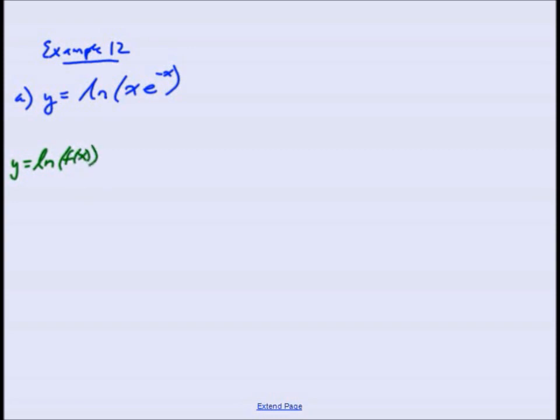Example 12 in the book. A is y equals ln of x e to the power of negative x. Okay, so remember the rule for taking the derivative of a logarithmic function. The derivative is the derivative of that function just divided by the function itself. Okay, so we need to do that in this case.